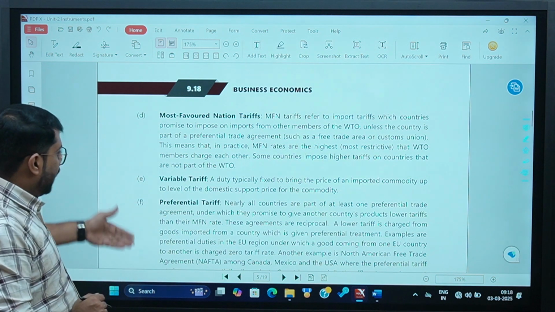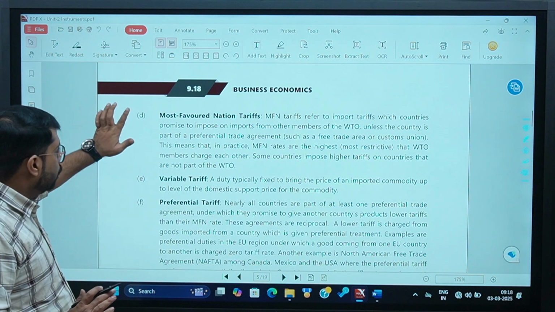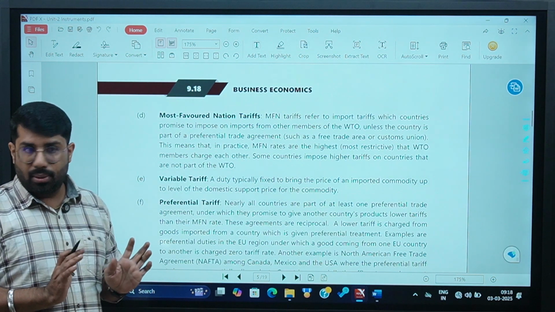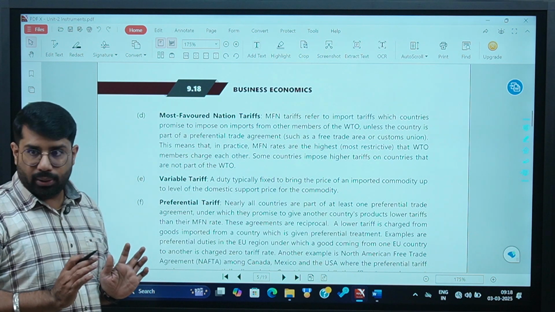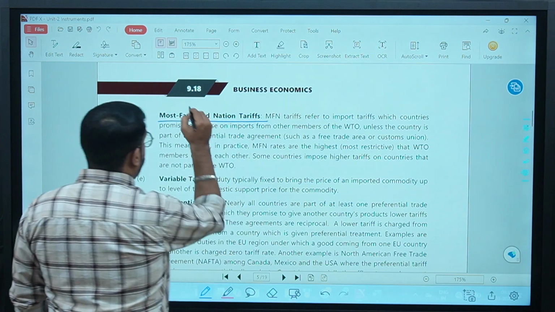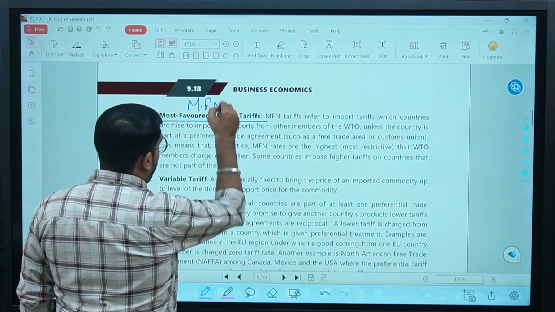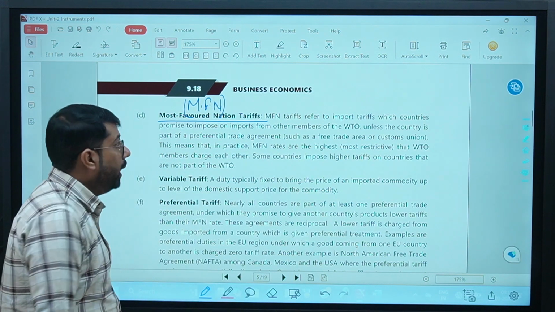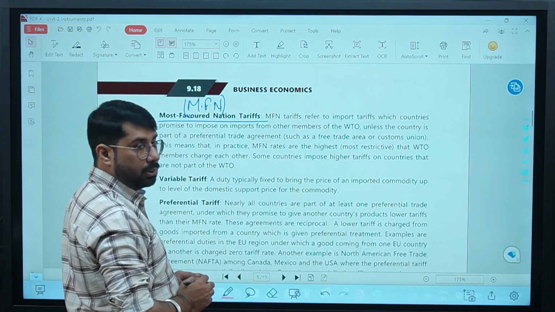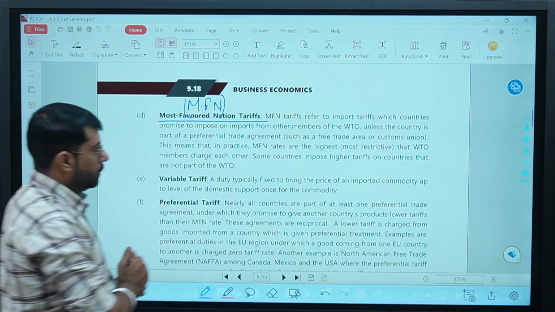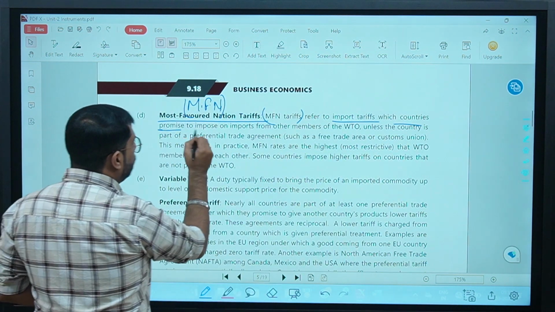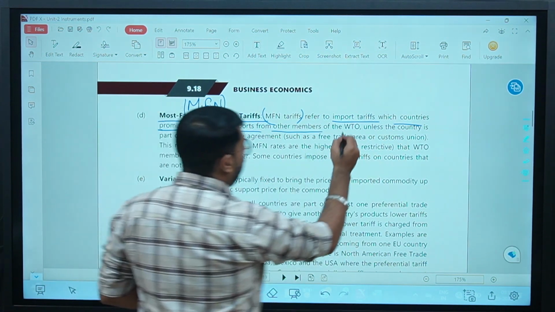But these three types of taxes, specifically I am saying most favored nation tariff and preferential tariff, we will read it. I want you people to understand the language with it. Most favored nation tariff, we call it MFN in short. MFN tariffs. What is MFN tariff? Look at the screen, please. MFN tariffs refer to import tariffs which countries promise to impose on imports from other members of the WTO.